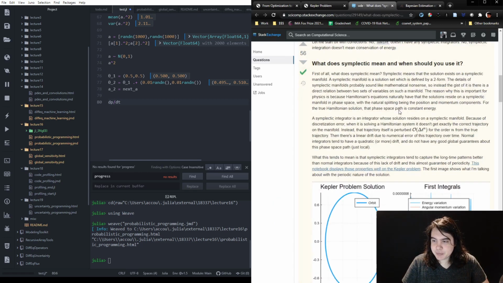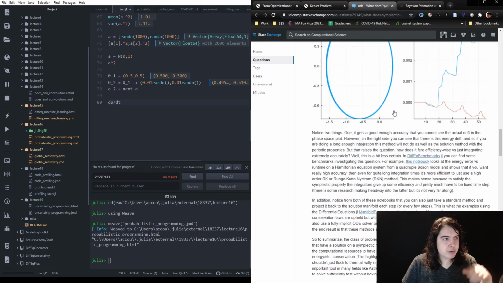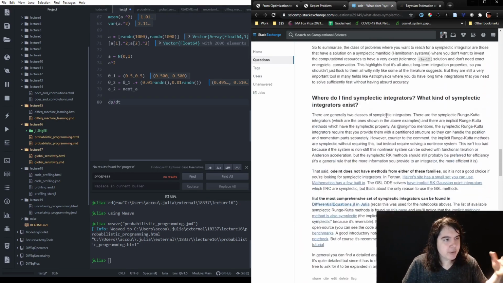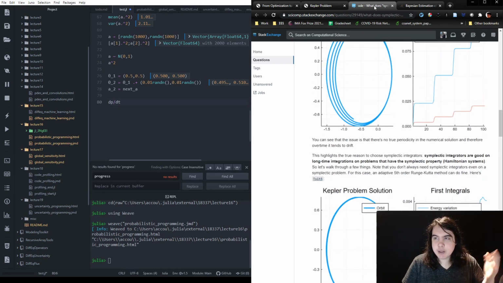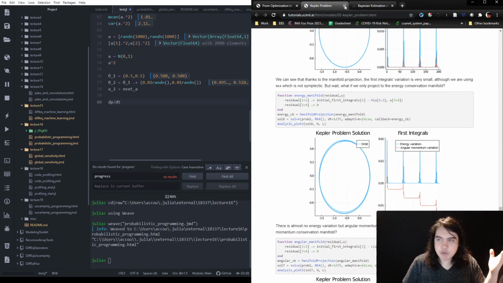And there's a Stack Overflow post that goes into detail about how these methods work and why they exist and everything. So if you're curious, please follow up on that.